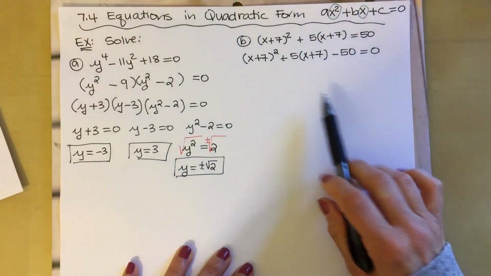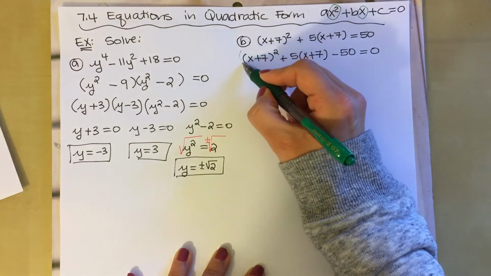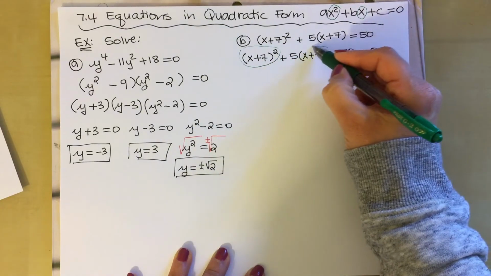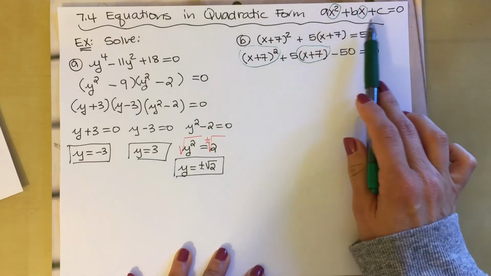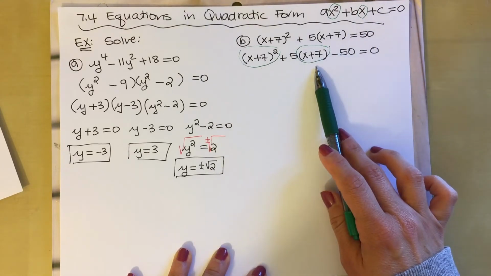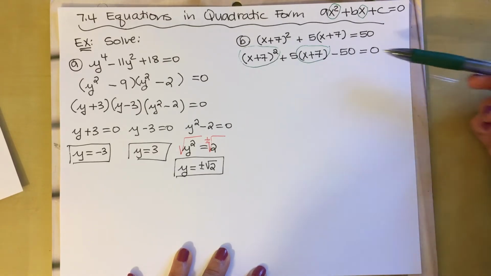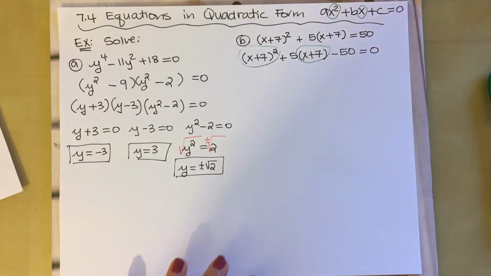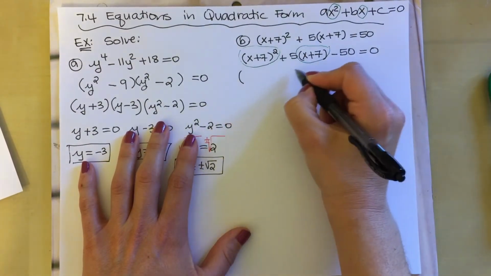Next, this is quadratic in form because if you look at this carefully, see how we have x plus 7 squared and we have x plus 7. So instead of just having x squared and x, you have x plus 7 squared and x plus 7. So this is quadratic in form, but just not in terms of x, in terms of x plus 7. You can solve this by factoring directly. Let me show you. Just think of this as just a regular trinomial.